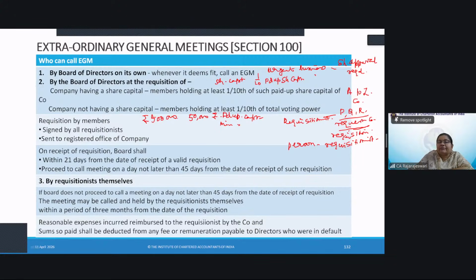Then 1/10 of the paid up capital. You have to calculate what is 1/10 of the paid up share capital of the company. Then they should be holding this much rupees worth of shares. Then you can convene the EGM. So they have got a right or power to call and request. Then if the company is not having a share capital, then 1/10 of the voting power.